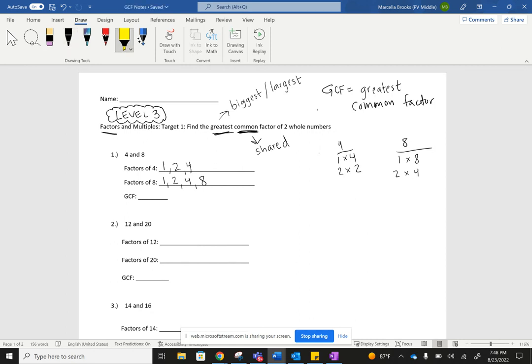I'm going to circle all the ones that they share. They share 1, but every number shares a 1 with another because 1 goes into every number. They share a 2. They also share a 4. Remember, we're looking for the greatest common factor. The greatest means it has the most value, it's the largest, the biggest. So 4 is our greatest common factor because it's the biggest number that they both have as a factor.